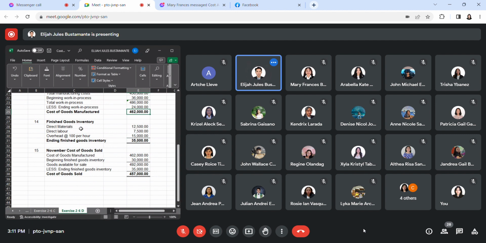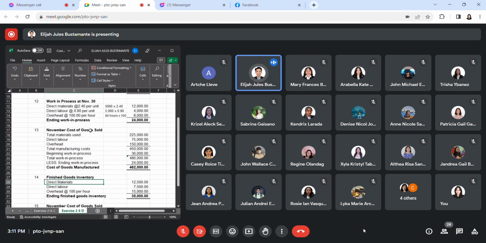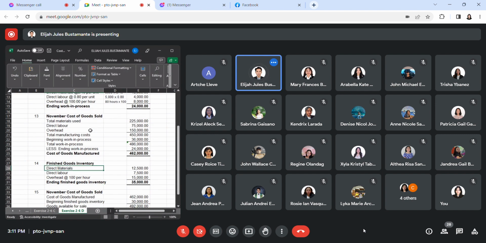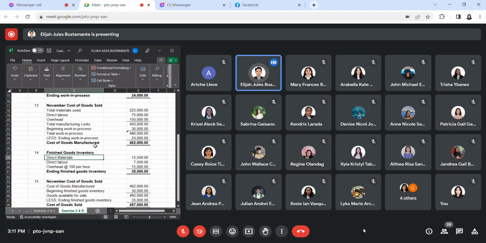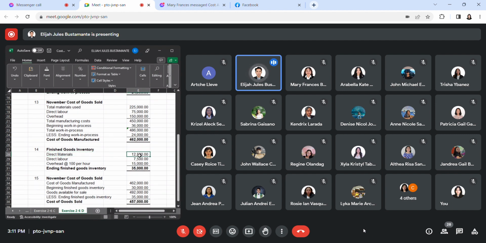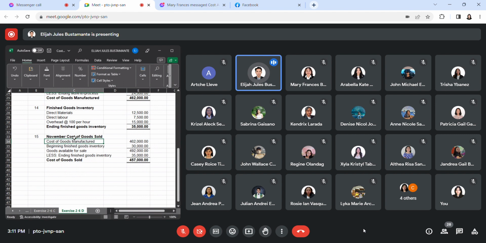So, from what I could recall, narasad niya siya sa table sa letter D. So we simply added the direct materials, which is 12,500, direct labor of 7,500, and then the overhead, which is 100 per hour. Ang total, so 15,000, and then i-add lang sila tulo, giving us an ending finished goods inventory of 35,000. For the last number, we are looking for the November cost of goods sold.